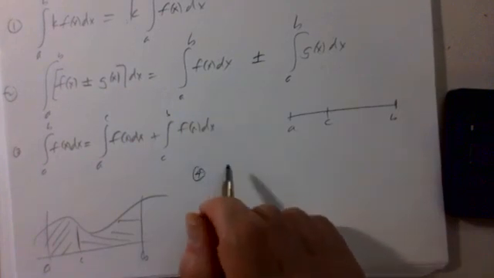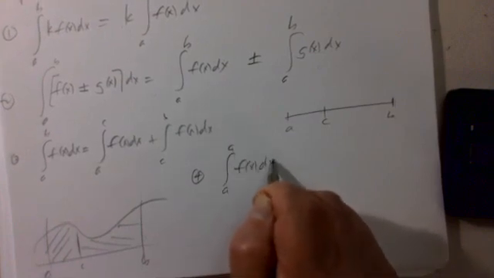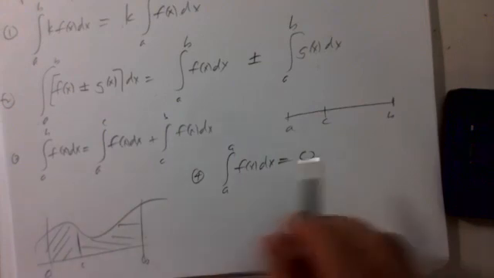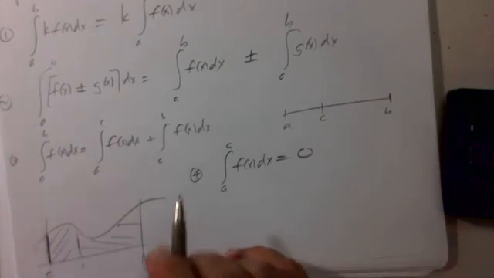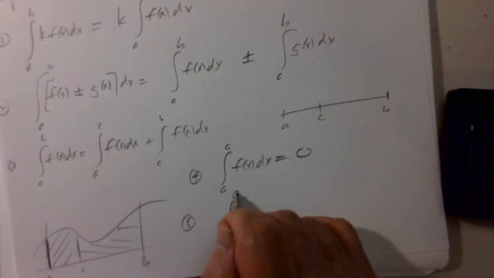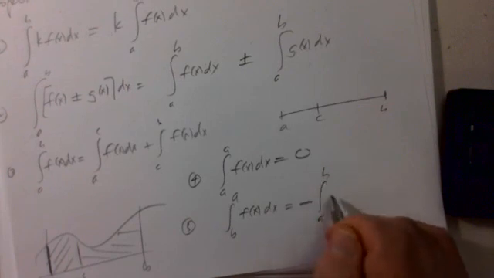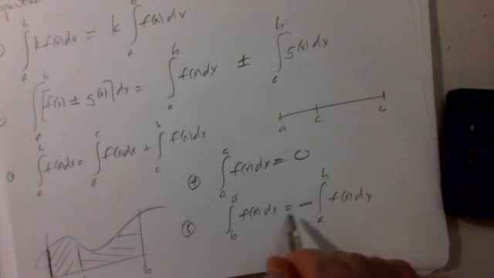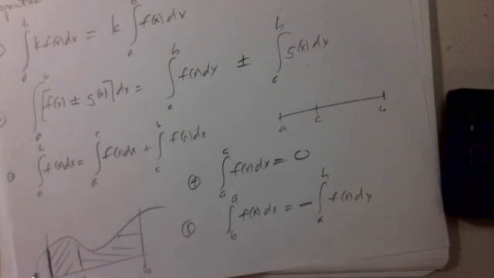One other property is the following. If you take the integral from A to A of f of x dx, that's always 0, because a vertical line has no area. And if you take the integral backwards from B to A, this is a definition. This is minus the integral from A to B. So if you reverse the upper and lower limits of integration, the sign changes. The integral from B to A is minus the integral from A to B.